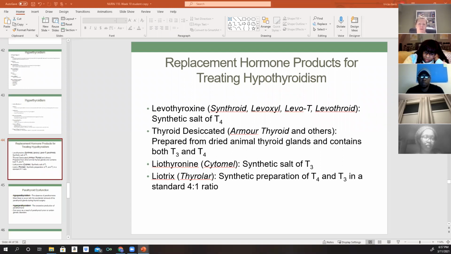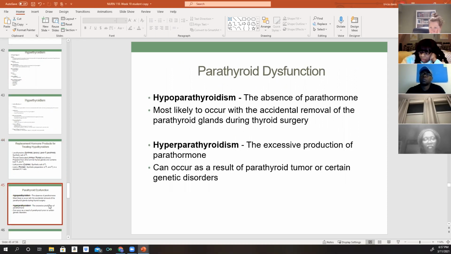They also do thyroid desiccated, these actually come from animal thyroids that have been dried out, and they contain T3 and T4. We have Cytomel, which is a synthetic salt of T3, and then we have Liotrix, which is also a synthetic preparation of T4 and T3 in a standard ratio of 4:1. But the one that you guys are probably going to see the most is levothyroxine.